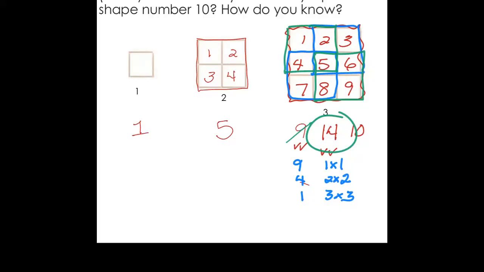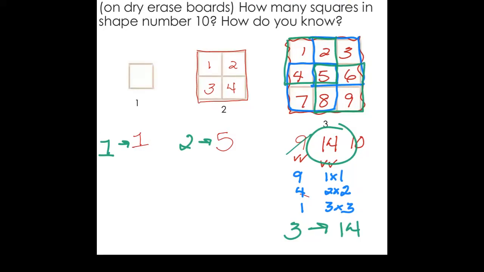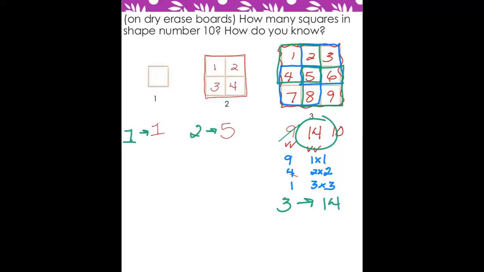So we need to try to look for a pattern before we can figure out how many there are for shape 10. So we went from 1 to 1. We went from 2 to 5. And then shape 3, we went from 3 to 14. Okay? So 1 to 1, we didn't really add anything. You could say 1 plus 0 equals 1. But if we say 2 plus 0, that doesn't give us 5.